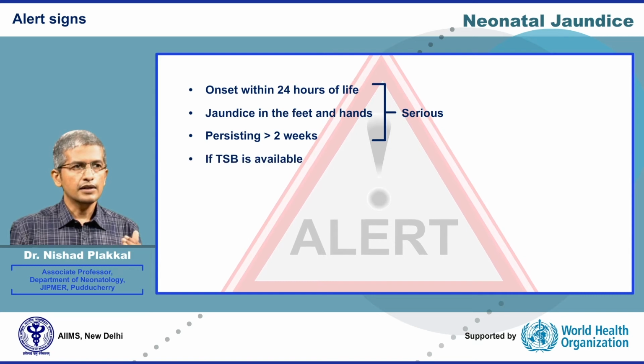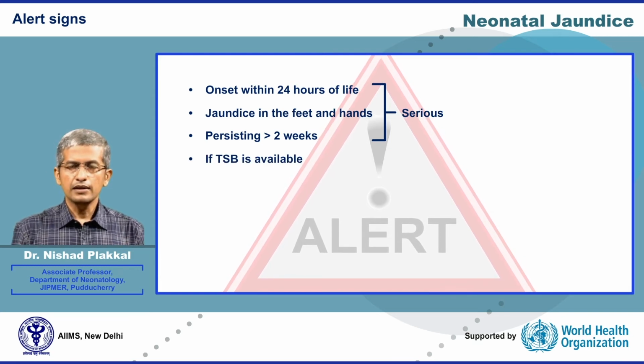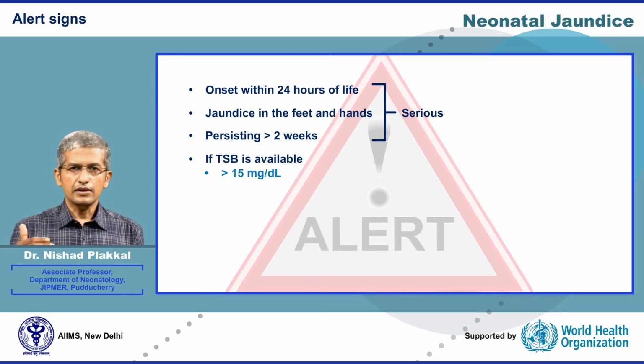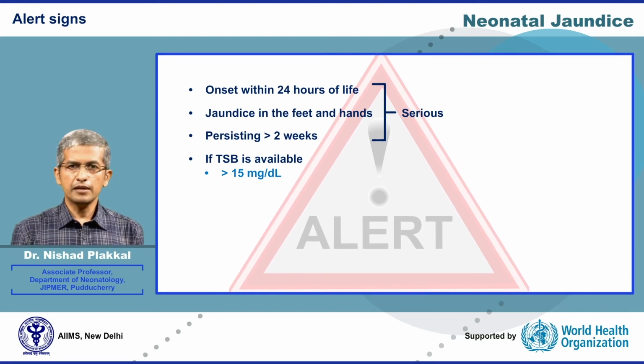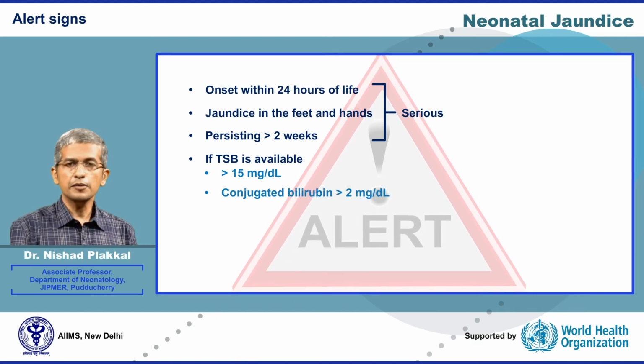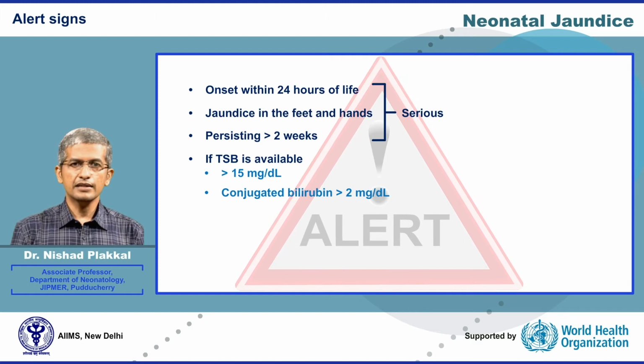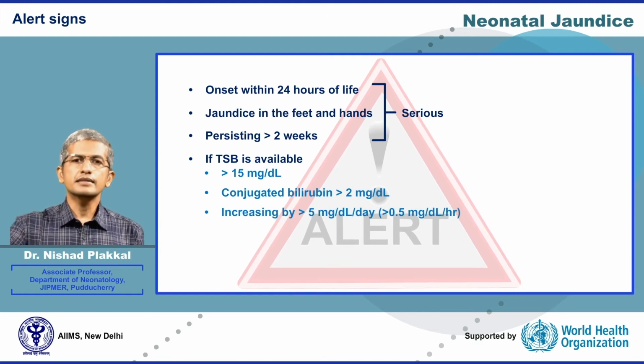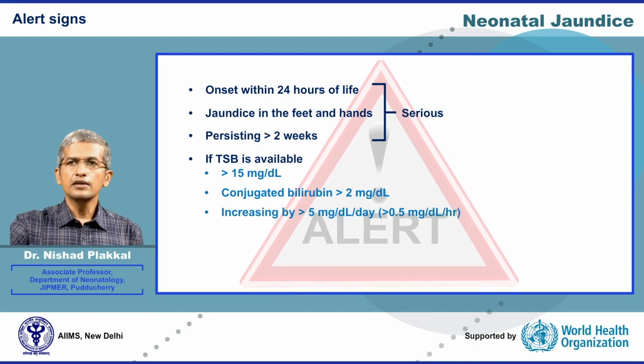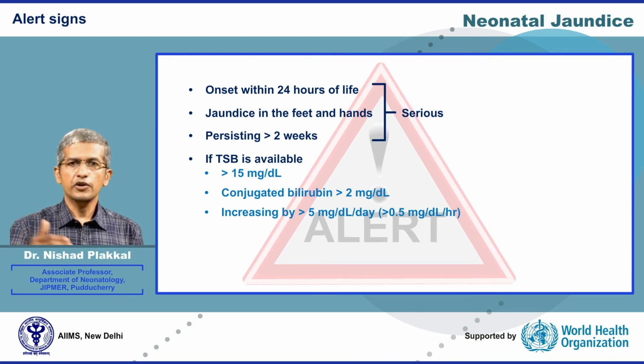If a serum bilirubin is available, total bilirubin levels more than 15 milligrams per deciliter, or conjugated bilirubin levels more than 2 milligrams per deciliter, or a very rapid rise in the bilirubin levels, more than 5 milligrams per deciliter per day or more than 0.5 milligrams per deciliter per hour, indicate a faster progression of jaundice and should be treated more seriously.